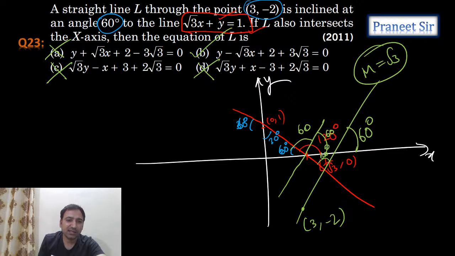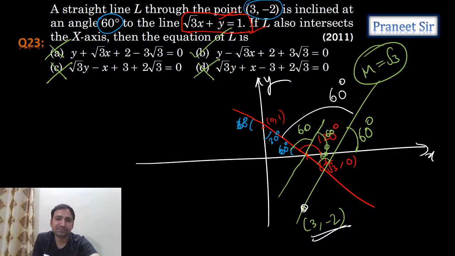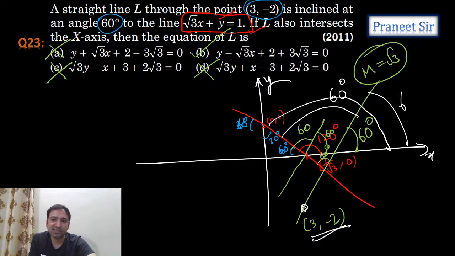So we need to calculate a line. We need to calculate a line that passes through the point (3, -2) and makes an angle of 60 degrees. This angle is 60 degrees. See, the total angle is 120. This angle is 60, so this angle is how much? This angle is 60 only, right? Understood now?